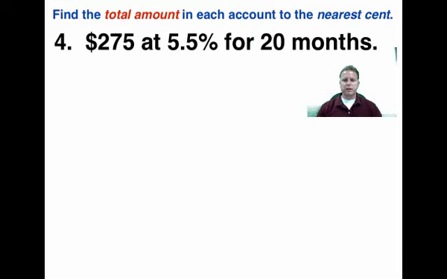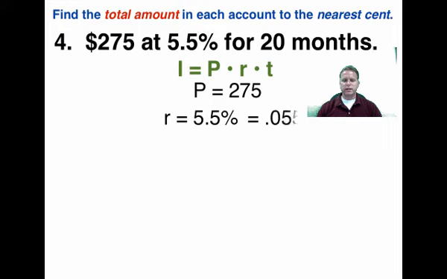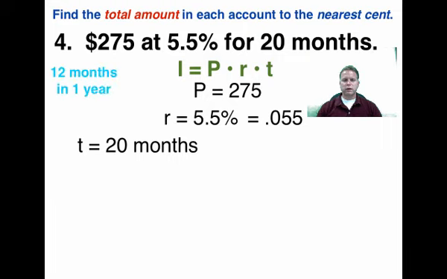Here's a tricky one, because look at the time. See if you can solve it. If you can't, then wait for me and I'll help you out. But I would like you to try to see if you can do this one. All right, so I is equal to P times R times T. P is equal to 275. Rate is 5.5. Written as a decimal, that's 0.055. 20 months. Remember, there's 12 months in 1 year. So we do 20 divided by 12.